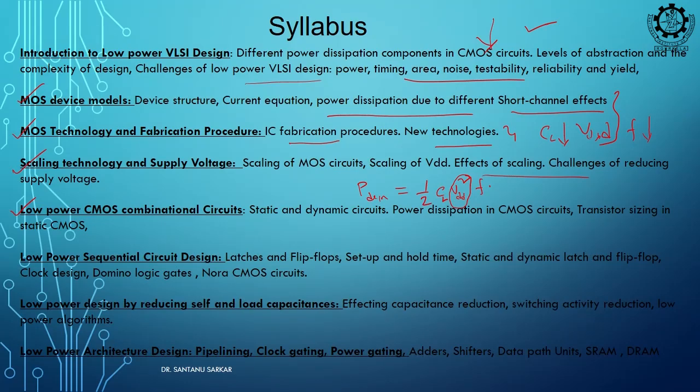Next, you see how we are progressing. First we start with device technology, then we come to supply voltage. Now we are coming back to circuit design, how we can modify the circuit so that we can save power. Different types of logic will come, which logic is more power efficient, what modification we should do, and how we can design so that effective capacitance will be less. This is basically circuit modification for low power design.